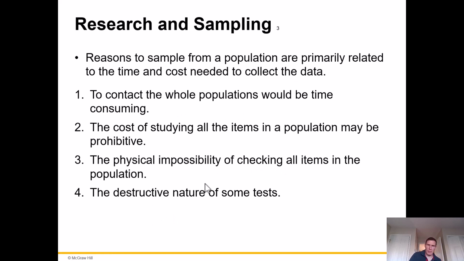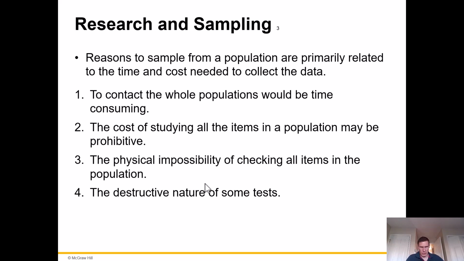The reasons to sample from the population are primarily related to the time and cost needed to collect the data. Number one, to contact the whole population would most likely be time consuming. If we were going to do a study on males in the US from ages, say, 30 to 49, think about it, that would be millions and millions of people, right? There's no way you could ever do that.